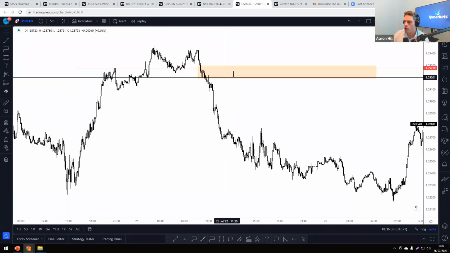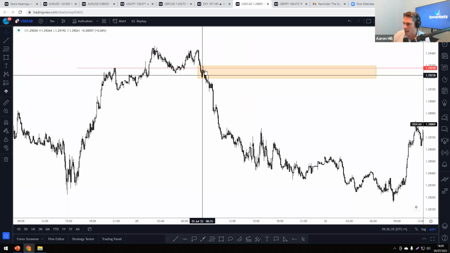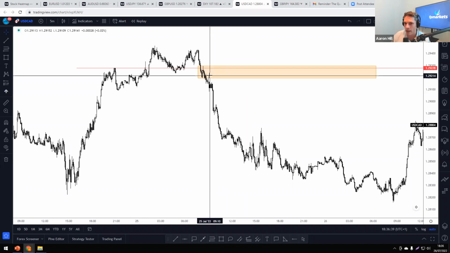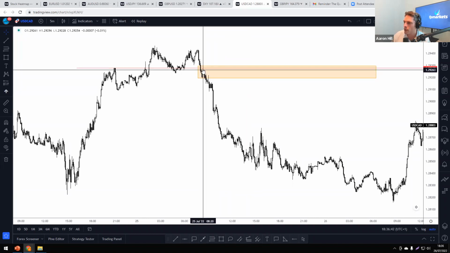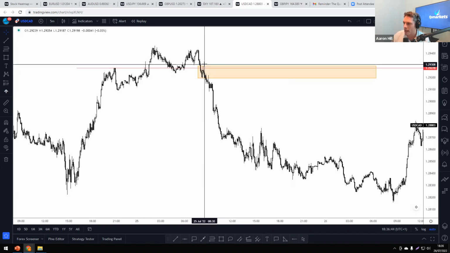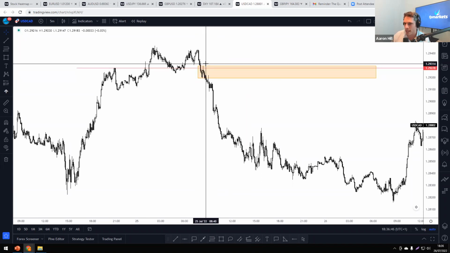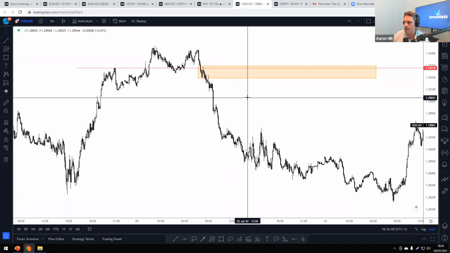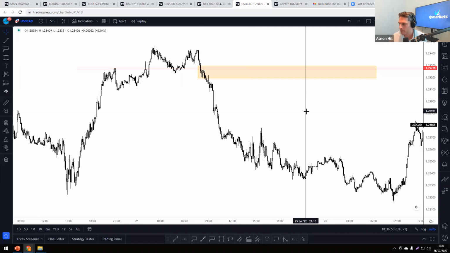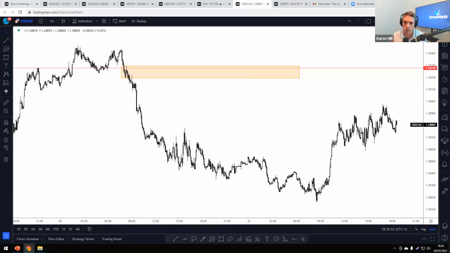But would you feel comfortable trading this area of supply, knowing it was already tested? This is a question, guys, you can answer in the chat box. Would you feel comfortable knowing that we have a supply surrounding this level that's already been tested? Would you feel comfortable trading that? There's no right or wrong really here.